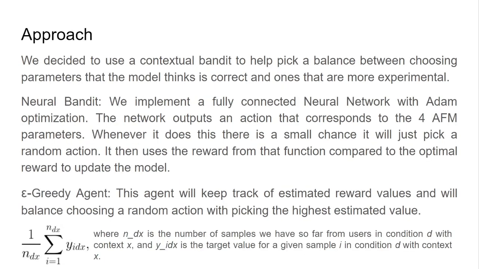We decided to use a contextual bandit to help pick a balance between choosing parameters that the model thinks is correct and ones that are more experimental. Contextual bandits are kind of like a game, but instead of playing just one round, you're playing many rounds. Each round you're given some information about a situation, and based on that information, you have to pick one option out of several. There is a twist though.